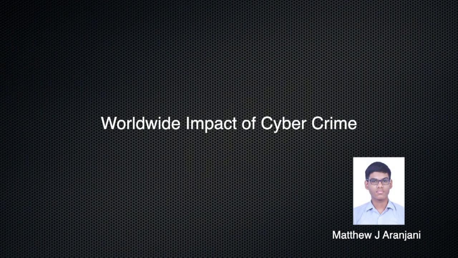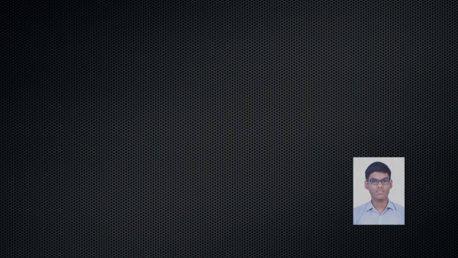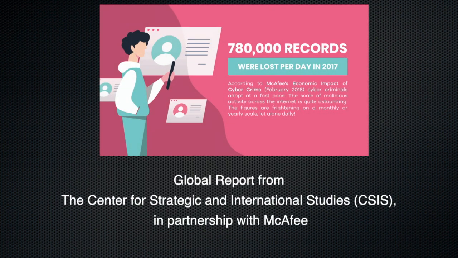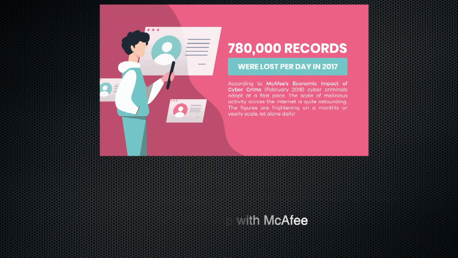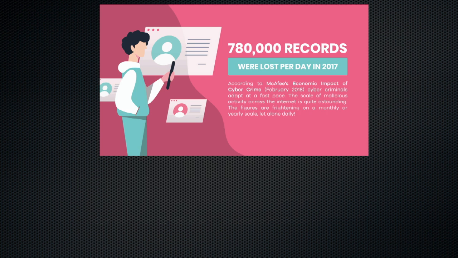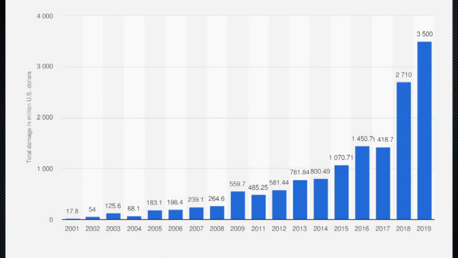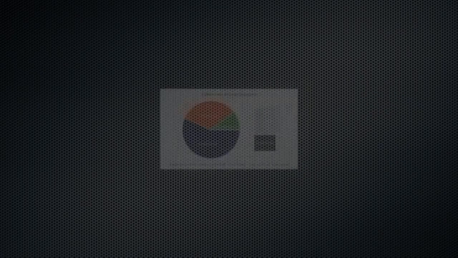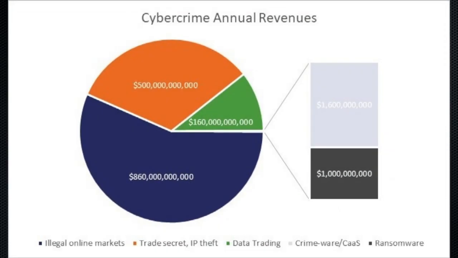Worldwide impact of cybercrime. The Center for Strategic and International Studies, CSIS, in partnership with McAfee, had created a global report called Economic Impact of Cybercrime No Slowing Down, which emphasizes on the impact caused by cybercrime on economies worldwide. The report showed that close to $600 billion, nearly 1% of the total global GDP, is lost to cybercrime each year. The report indicates the growth over these years for cybercriminals is due to the advancement of technology and the ease of cybercrime growing as actors leverage black markets and digital currencies.